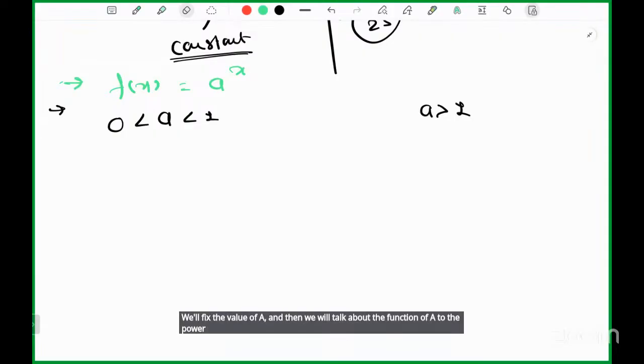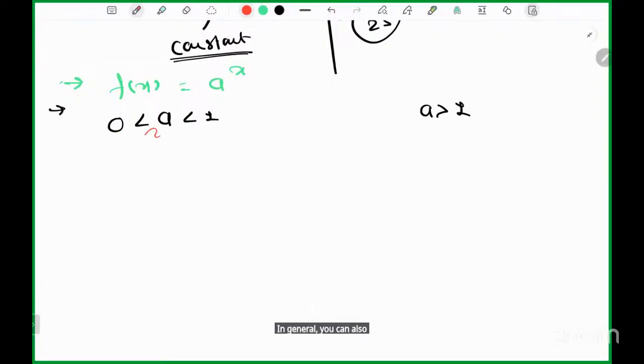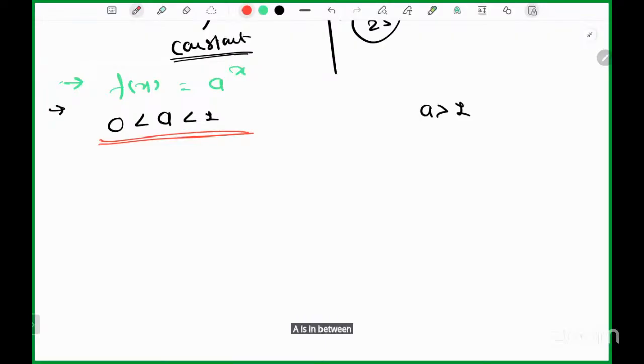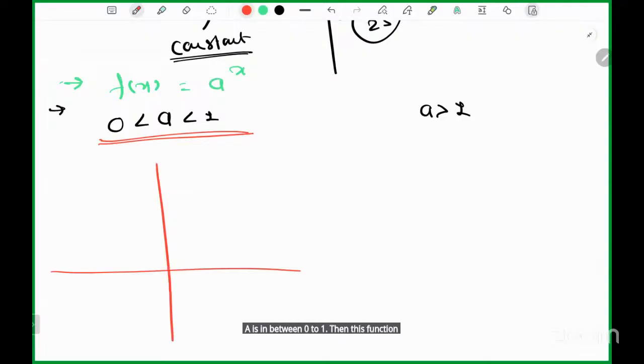Now in general, you can also see the behavior. That means if the value of your exponent, that is the value of a, is between 0 and 1, then this function's graph looks like this type of thing.